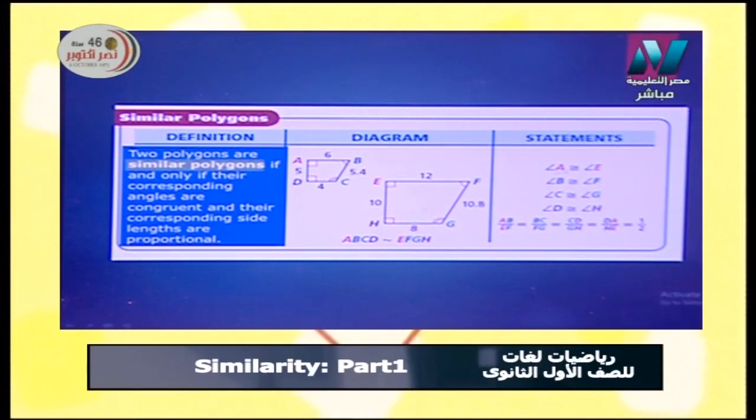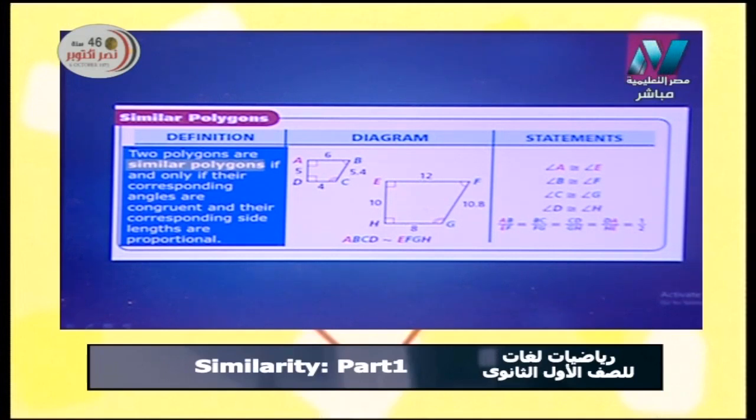Statements: angle A is congruent to angle E, angle B is congruent to angle F, angle C is congruent to angle G, and angle D is congruent to angle H. Then we have to find the proportional ratios. AB here corresponds to EF, so when we divide 6 by 12, the answer will be half.